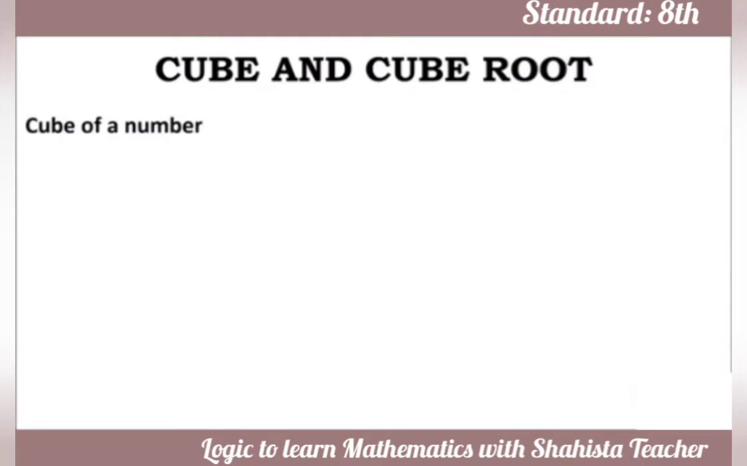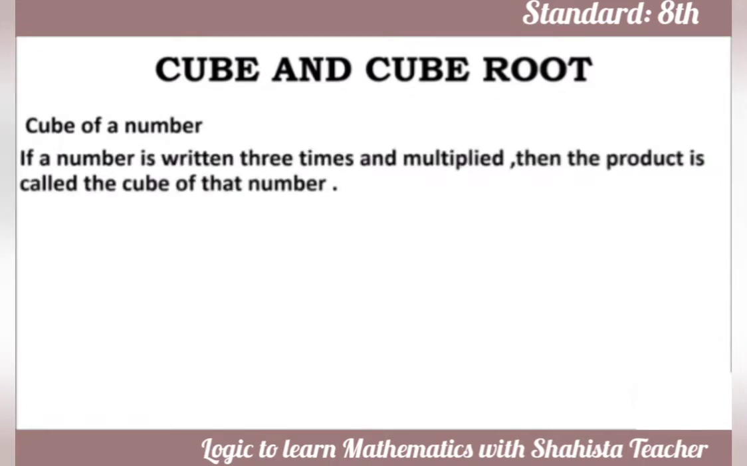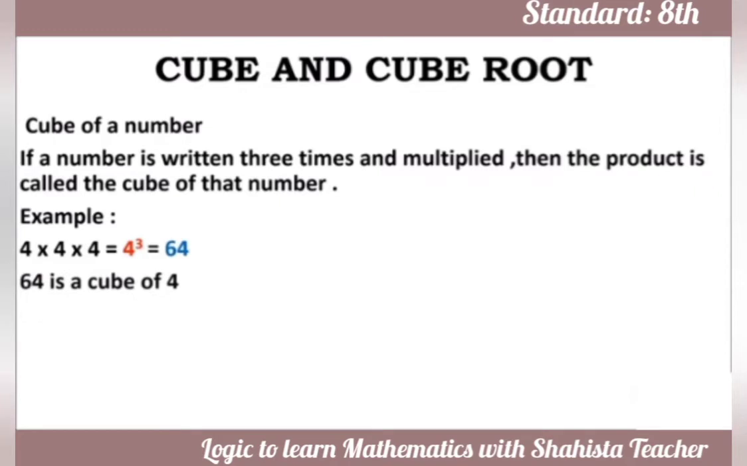Cube of a number means if a number is written 3 times and multiplied, then the product is called the cube of that number. For example, 4 multiplied by 4 multiplied by 4 means 4 cube, because the same number is multiplied thrice. 4 into 4 is 16, 16 into 4 is 64. So 4 cube is equal to 64. So 64 is the cube of 4 and 4 is the cube root of 64.